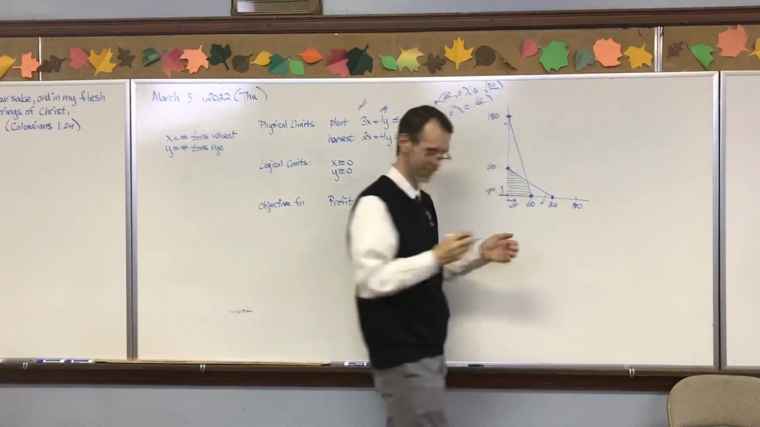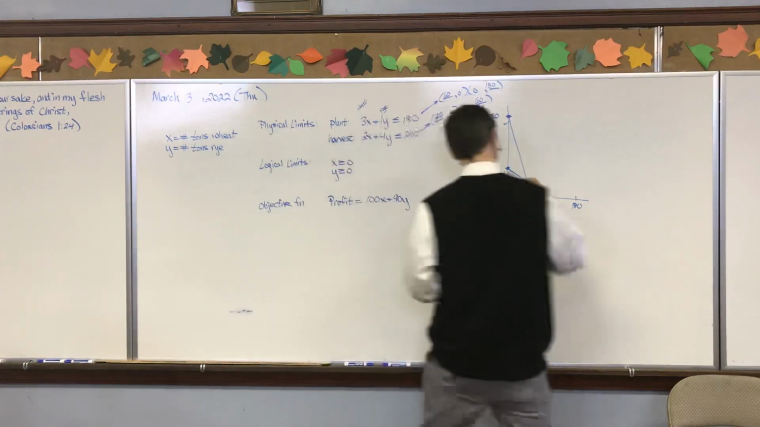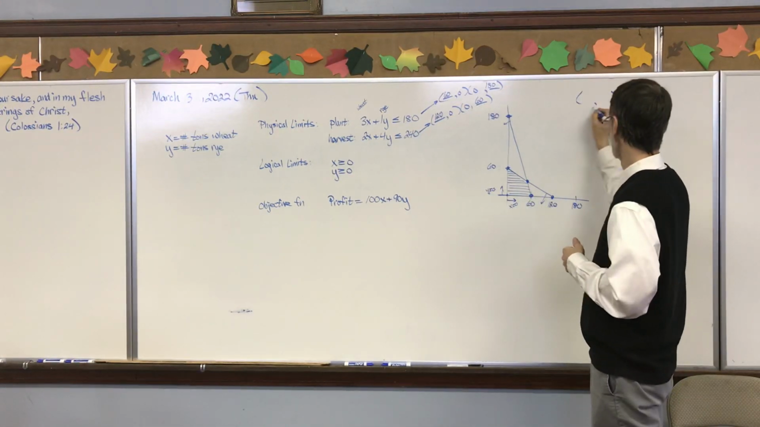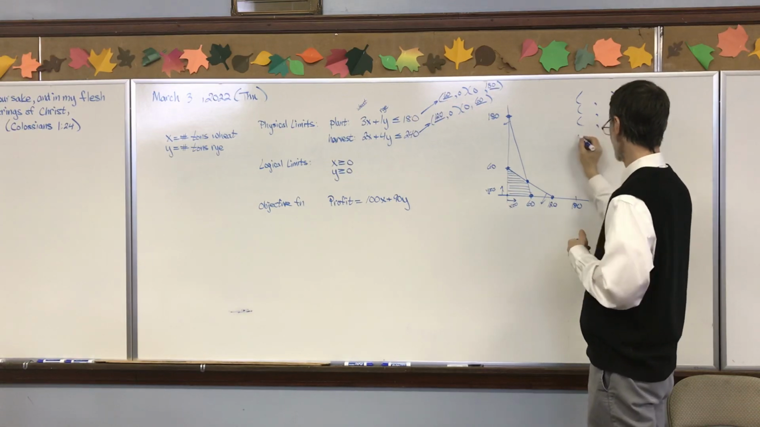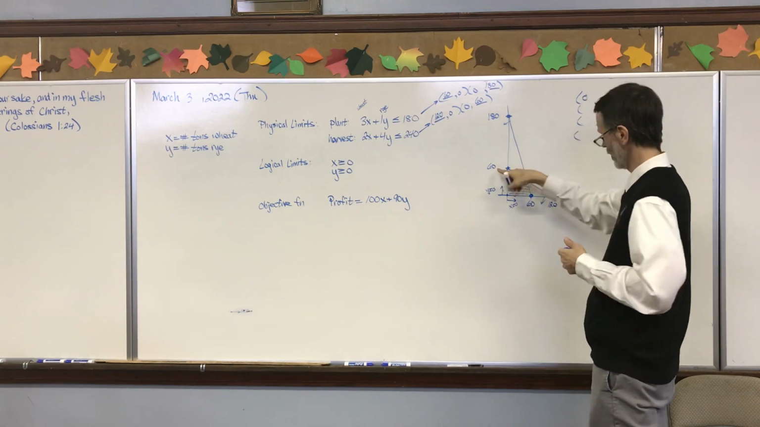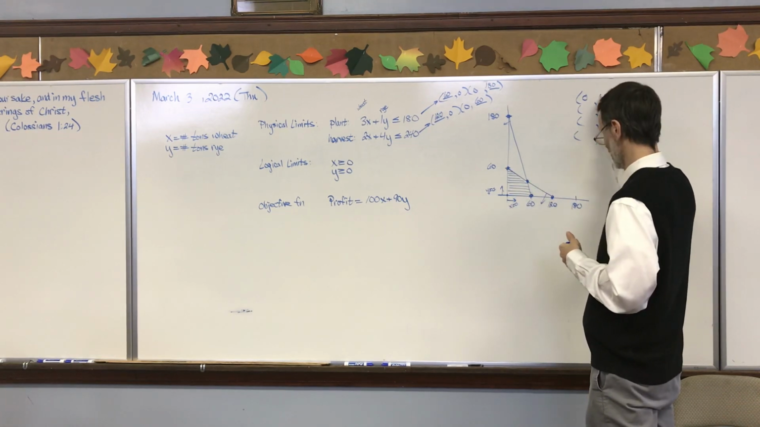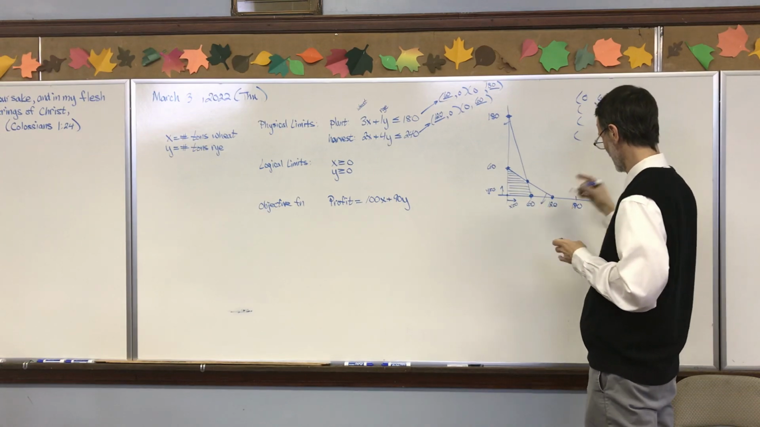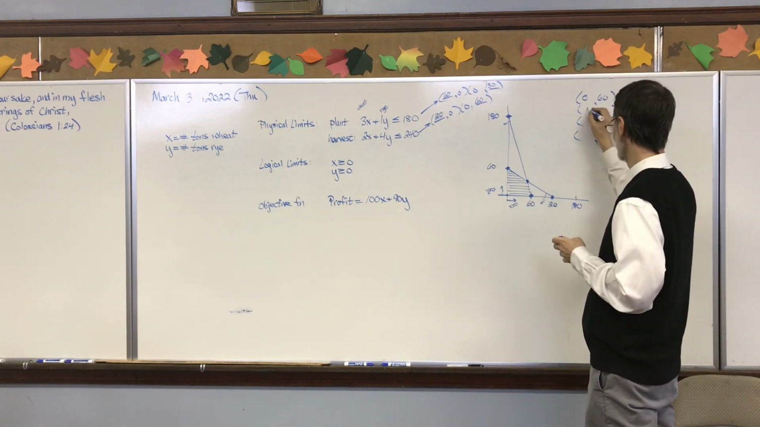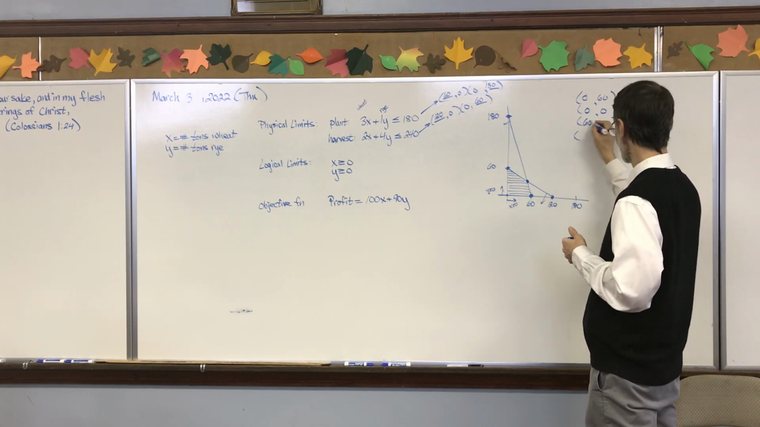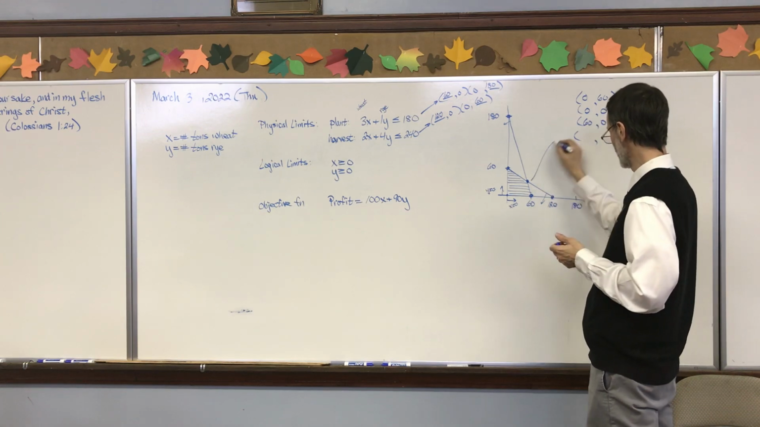How many corners or vertices does it have? 4. 1, 2, 3, and a mystery point. So give me the 3 points we know already. 0, 0, 0, 60. Yes, good. And then 60, 0. And then a mystery point, which I don't know where it is.